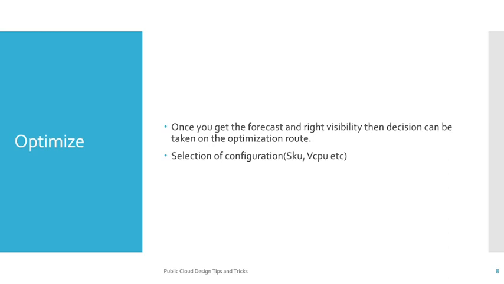And selection of the configuration like SKU, vCPU, these can be the biggest factors of your generating cost. So you need to be very careful when you are selecting which SKU and why exactly you need that particular SKU, whether it is really meeting your business need or your technical need, or you can also lower it down.